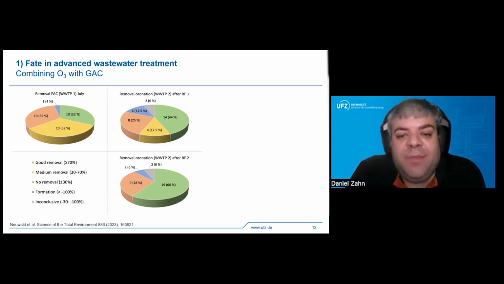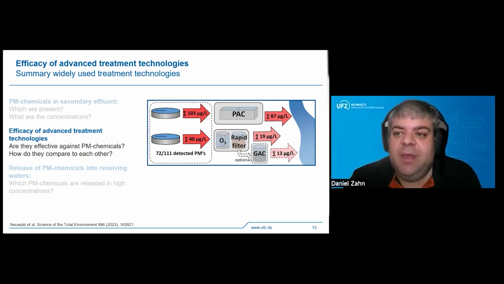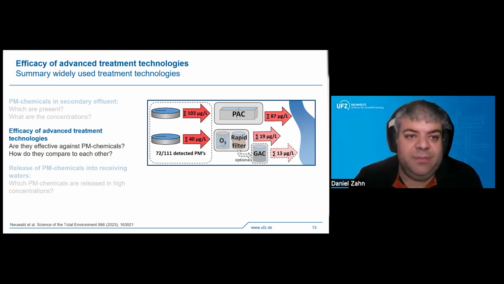If we apply this, we see the synergistic effect. Suddenly we remove 60% of the chemicals well, and some of the chemicals that are formed are also reduced. But we have this very recalcitrant core of like 9 chemicals that is not removed by either technology nor the combination of both. So how does this translate to concentrations? Even when we combine both technologies, the reduction in the PM burden is fairly low still.